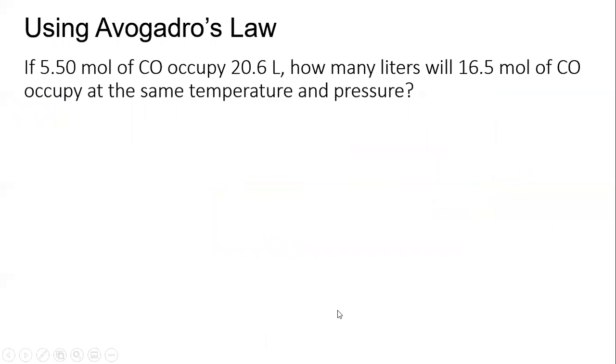So we'll look at one problem involving Avogadro's law. We have 5.5 moles of carbon monoxide at 20.6 liters. How many liters will 16.5 moles of carbon monoxide occupy at the same temperature and pressure? So when we read this problem, we notice that we're looking at two variables that change, moles and volume. So that's why we're using Avogadro's law. Temperature and pressure are constant. So now we draw our little chart.